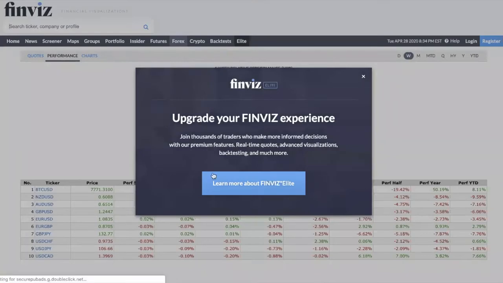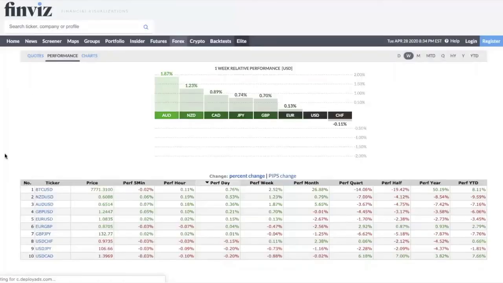You can see over here they also have FinViz Elite. This is not necessary. This is a free tool. You do not need to use the Elite, you just use the free tool. This is good enough. So the first thing to know is that you use the weekly. I know I'm repeating myself a lot of times, but this is so important, because if you use the daily, you're not going to get very good signals. So the first thing you want to do is shift to the weekly, the 1 week relative performance.